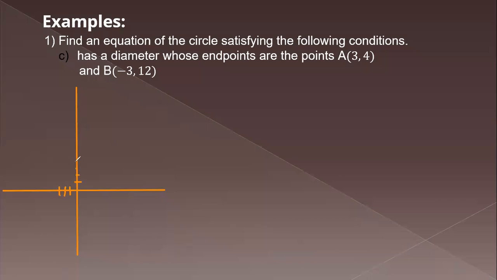Negative 3 and 12. 1, 2, 3, 4, 5, 6, 7, 8, 9, 10, 11, 12. Okay, so that is our point B. Ang point A natin ay 3, 4. So this is our point A. Okay, class, if we're going to connect these two, kasi sabi doon, this is a diameter. So if we connect point A to B, that is the diameter of the circle. Meaning to say, ang circle natin, pwedeng ganito ang itsura.